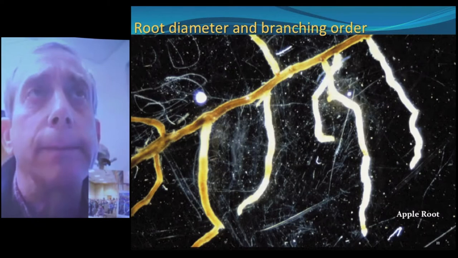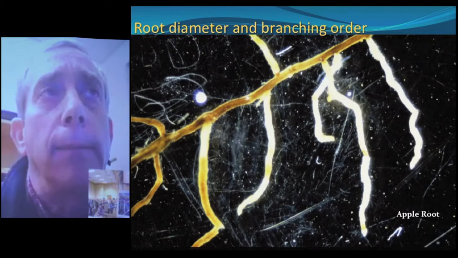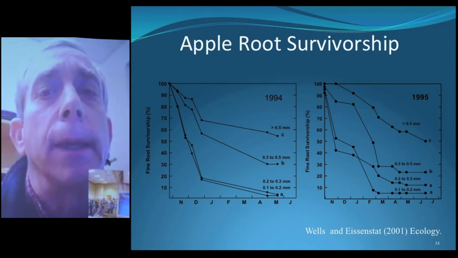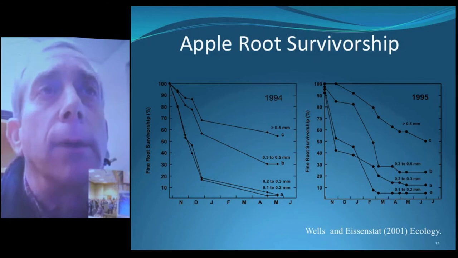So I'm going to show you now some reasons why that ordering is important. I already made mention of the fact that lifespan may differ. This is work that a student of mine, Christina Wells, did on apple, sorry, I didn't mention the slide, where she showed that very small diameter differences in the roots, we're talking about roots that are 0.1 to 0.2 millimeters in the one slide and 0.2 to 0.3 millimeters.